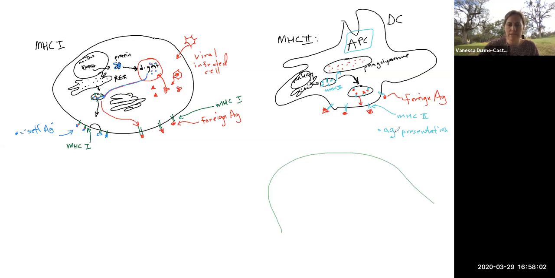Our T helper cells, these guys have something called a CD4 co-receptor. So we'll call them CD4 positive because they have that receptor. And then to abbreviate this, we'll call it TH. TH. That's a CD4 T helper cell. Let me add these terms to our growing list here, and I think I need to add a couple things.